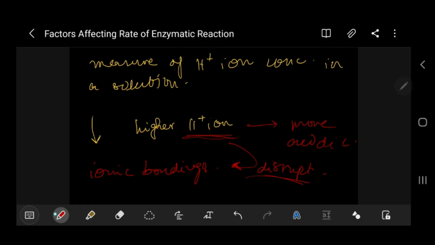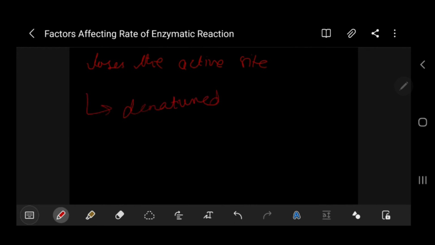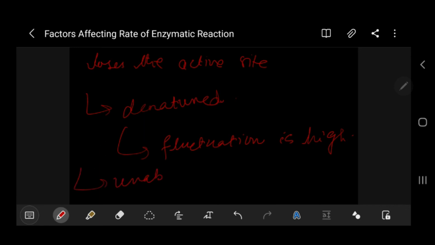If that happens, the enzyme loses its shape, and hence it also loses its active site, and may even become denatured if the fluctuation in the pH is high. Now obviously the substrate molecules are unable to bind to the active sites of the enzymes, and hence no formation of enzyme substrate complexes, and obviously we have no products.